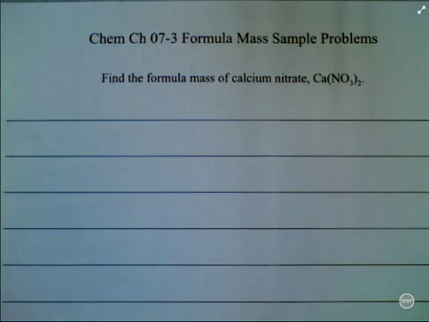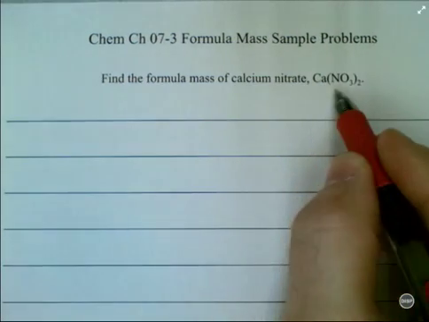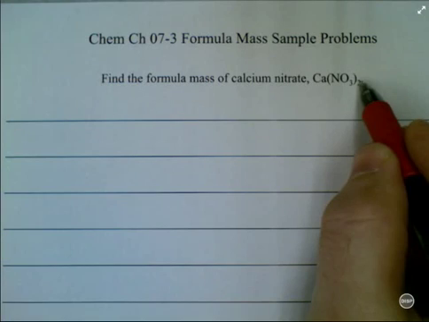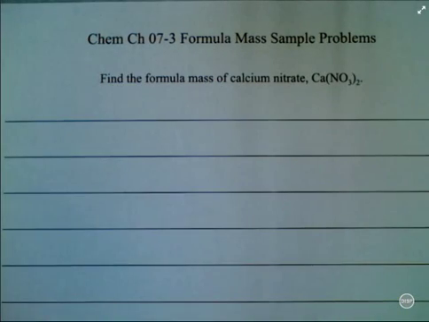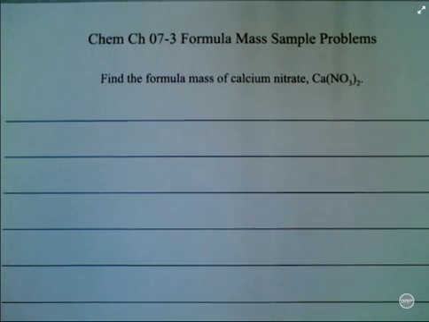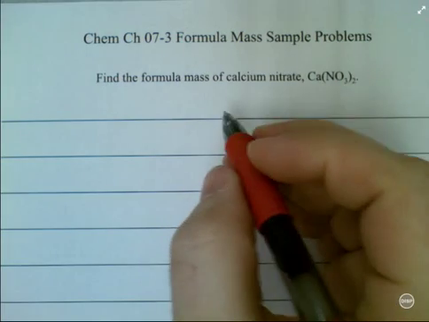Chemistry, this is another sample problem for Chapter 7, Section 3. We're here to calculate the formula mass for calcium nitrate, that's Ca(NO3)2. Again, the system that I'm going to use here is a 5-step system that is referred to in the video lecture. I'm not going to write that out here, I'm just going to use it, so please have your note packet out as you follow along.